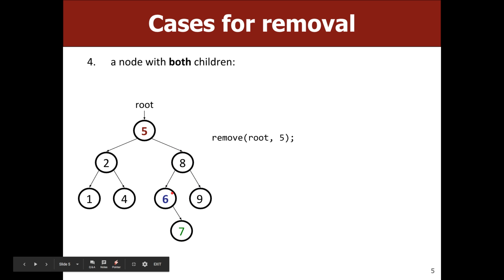So since it's the smallest element in this subtree, if we were to replace this 5 with 6, we know 6 has to be bigger than everything over here because we know 6 is bigger than 5. And we know that 6 is smaller than everything over here because 6, we just said, was the smallest element in the subtree. Does that make sense? So the reason this is a good thing is because what do we notice about 6? Does 6 have both a left and right child?